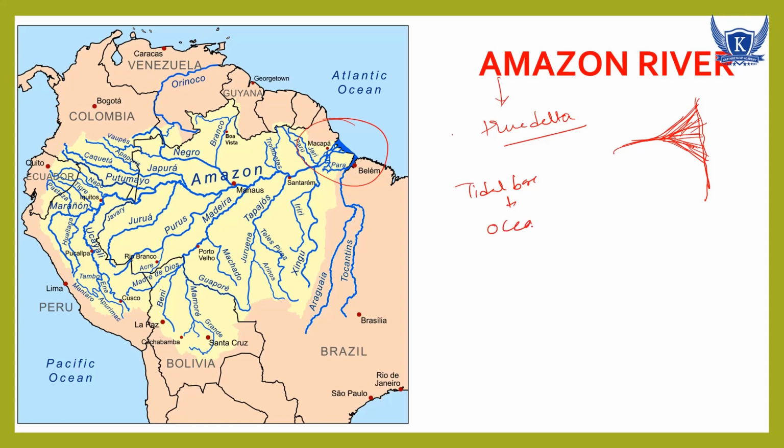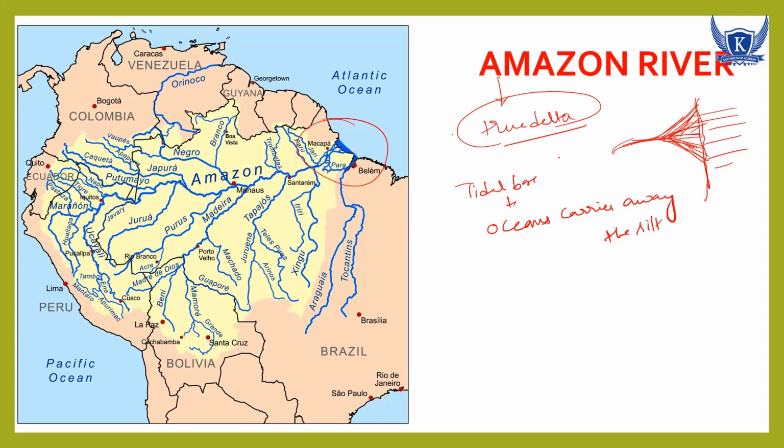The Atlantic Ocean carries away the silt which is actually meant to be deposited near the coast. So there is no silt deposited. When there is no silt deposited, it cannot form a delta. So we can say that there is no true delta for the Amazon River.